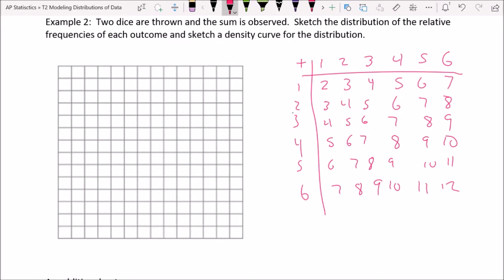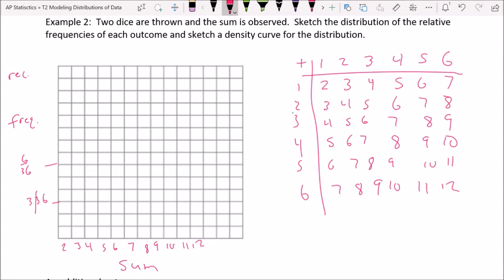Now we're going to sketch the density curve, or the density function. Our possible outcomes were 2, 3, 4, 5, 6, 7, 8, 9, 10, 11, and 12. I'm going to label this the sum observed down here, and over here we'll have the relative frequency. What's the most frequent one? Looks like getting a 7 is the most frequent. That's 6 out of 36 outcomes. So I'll go 1, 2, 3, 4, 5, 6, and have this represent 6 out of 36. I'll label this one as 3 out of 36.